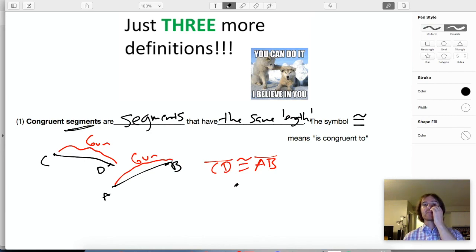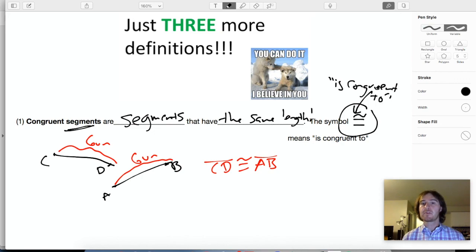Okay, congruent segments are segments that have the same length. They're exactly the same. They're just located in different places right here. And this symbol right here stands for "is congruent to." Is congruent to. And this is similar to equals, right?